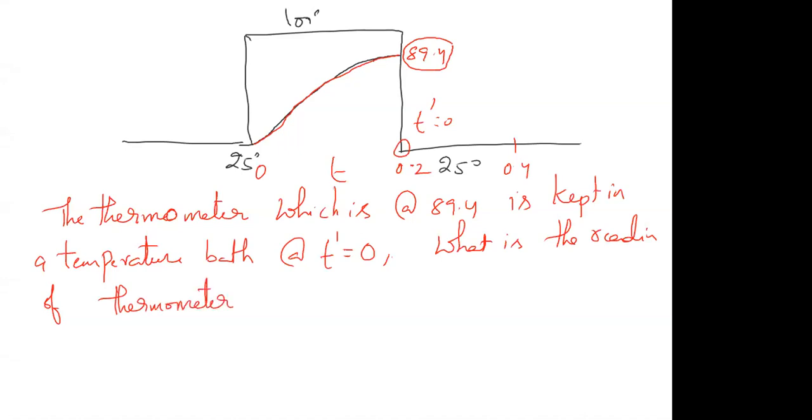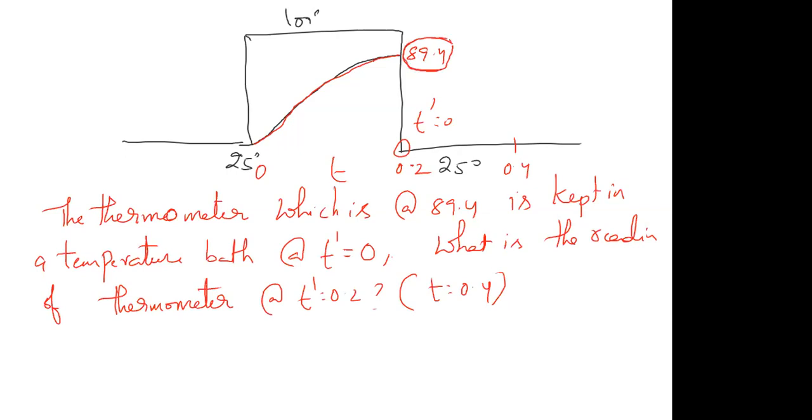What is the reading of the thermometer at t bar equal to 0.2? So t bar equal to 0.2 refers to t equal to 0.4. Have you understood the problem? So you are defining it as a new problem.